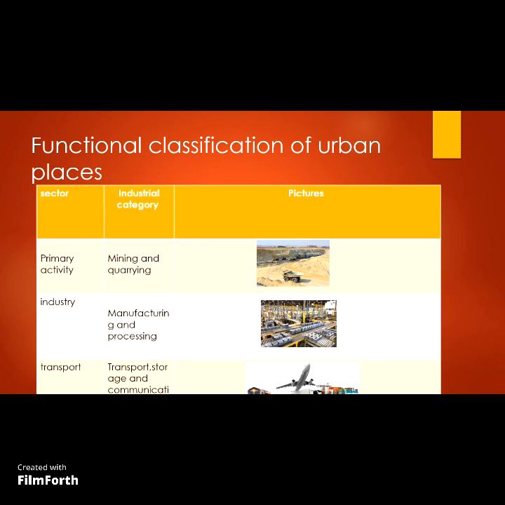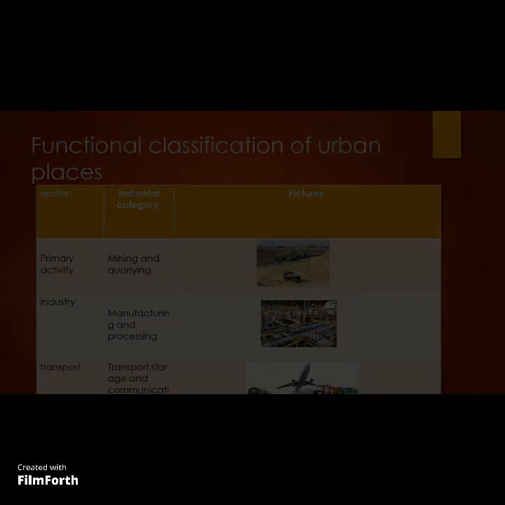Functional classification of urban places according to sector, industry category, and some pictures. So firstly, we have primary activity, which is mining and quarrying. We have industry, which is manufacturing and processing. We have transport and communications. On the other side, I have inserted pictures that show us these sectors.